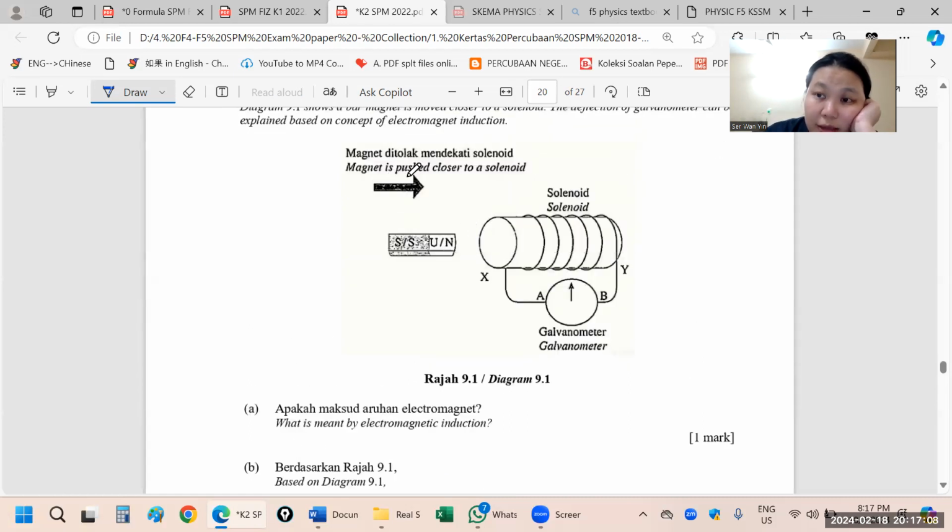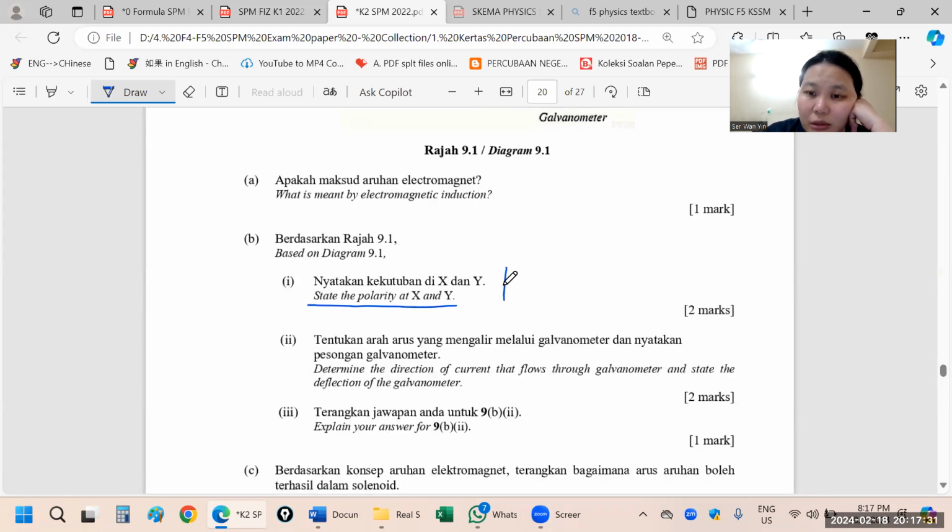If we use Lenz's law just now, the north pole goes inside, so this end will become north, no? It will be the anti-clockwise direction, so it's north. So if X is north, Y will be south. Determine the direction of current flowing through the galvanometer and state the deflection.